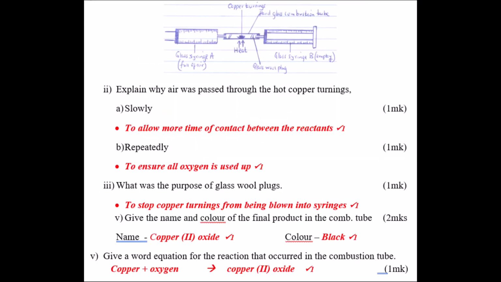Roman 2, why was the air passed over heated copper slowly? That is to allow more time for the contact between the reactant, that is the copper metal, and the oxygen or the air. Why was it passed repeatedly? Repeatedly was to ensure all oxygen inside the container or the apparatus was used up. The purpose of glass wool is to prevent copper turnings from being sucked or being blown into the syringe or the 2 syringes.